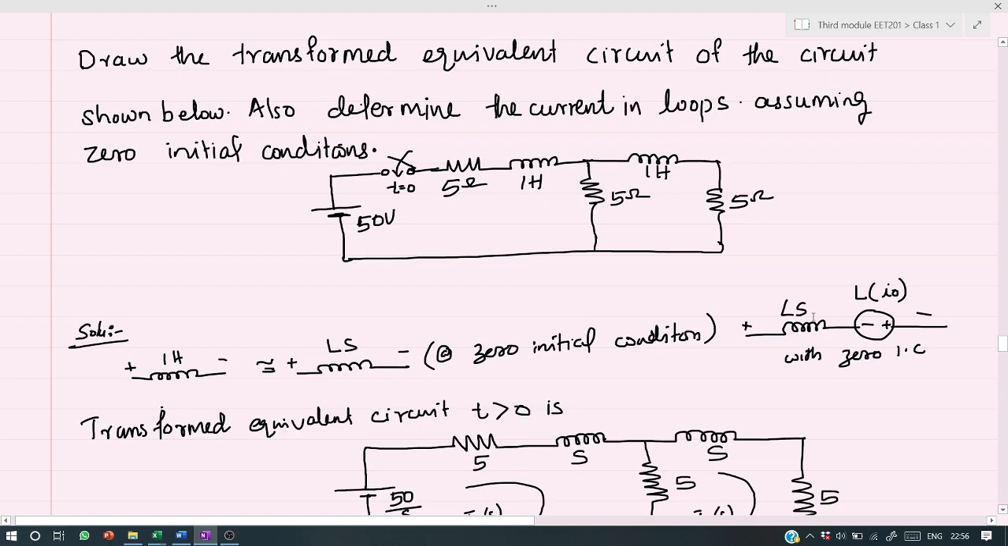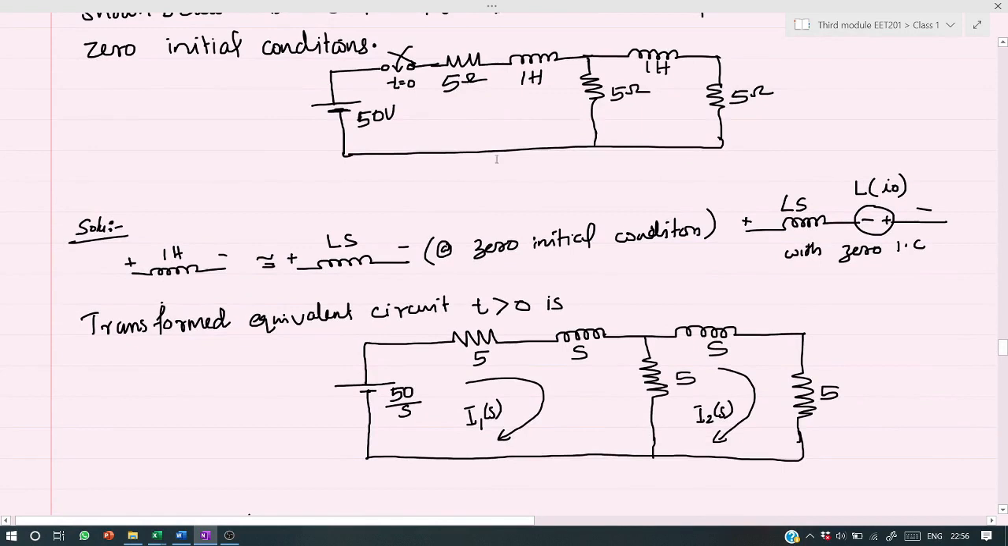So considering all these things, the transformed equivalent circuit corresponding to this network can be drawn like this at t greater than 0. This 50 volt becomes 50 by S, and this 5 ohm resistor becomes 5 itself, and this 1 Henry becomes 1 into S, that is S, and these two 5 ohm become 5 itself, and this 1 Henry is S itself. So this is the transformed network corresponding to this network.